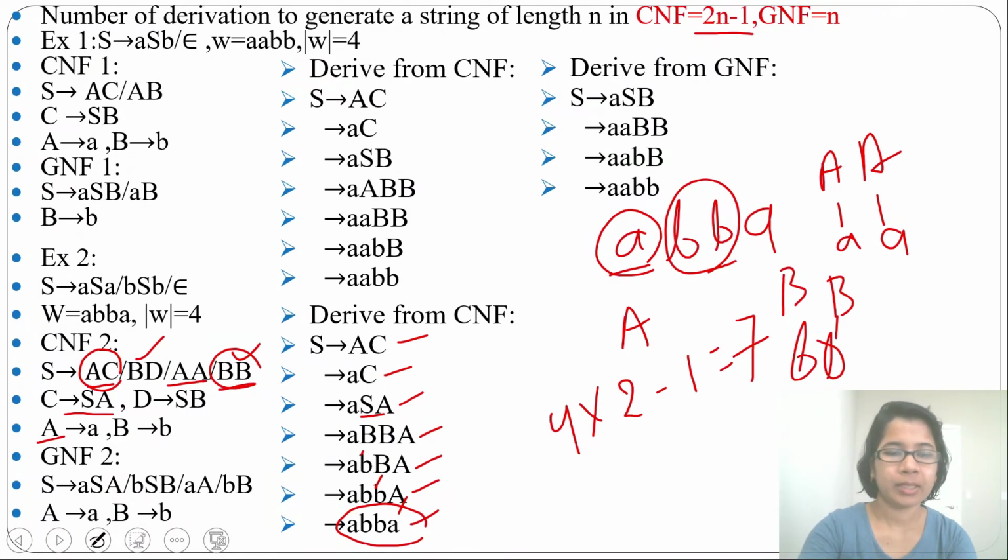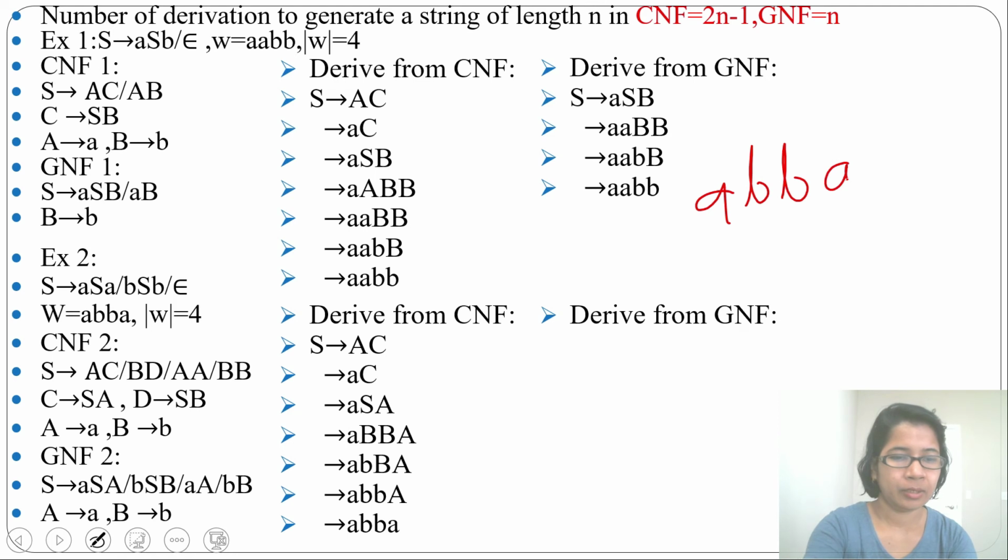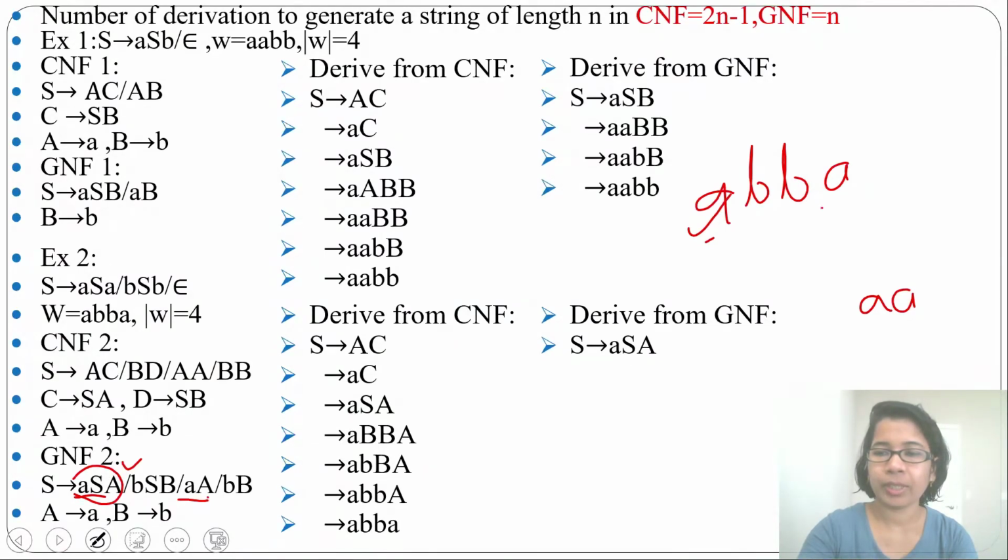Let's derive from the GNF. Now this is the GNF grammar and we need to derive ABBA. So there are two options for deriving A. One is ASA, another is AA. From this AA, you can simply generate AA. From S, we will derive ASA. Now A is done. Now we need to derive BB from S. For deriving BB, we should use this production. So in place of S, we will write BB. This B is a terminal, this B is a variable.